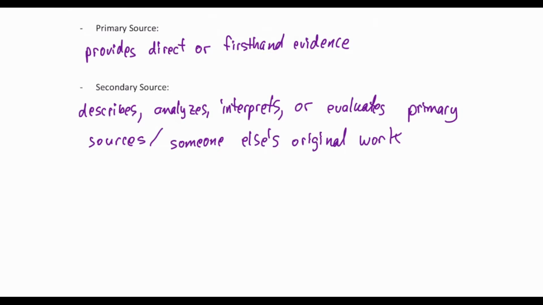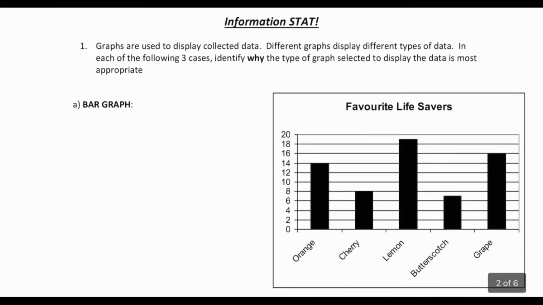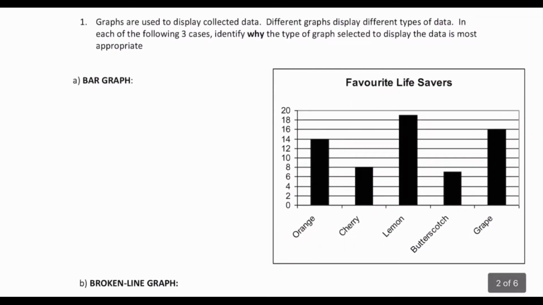Let's move on and let's talk briefly about graphs. We're not going to get too much into it here. We'll save that more for a future lesson, but just a quick overview of a few different types of graphs and when we might use them. Graphs are used to display collected data. Different graphs display different types of data. In each of the following three cases, identify why the type of graph selected to display the data is most appropriate.